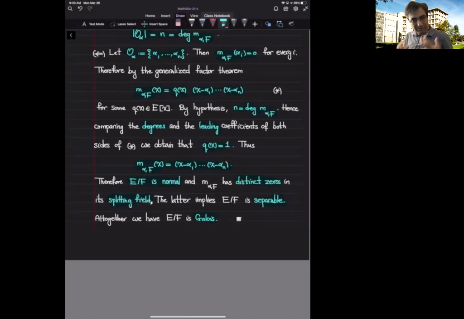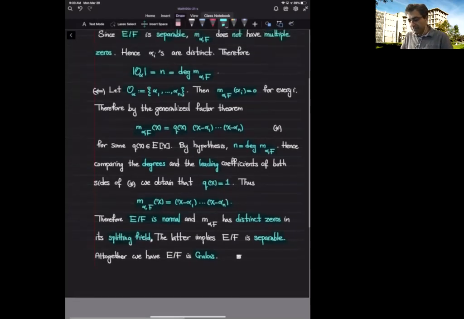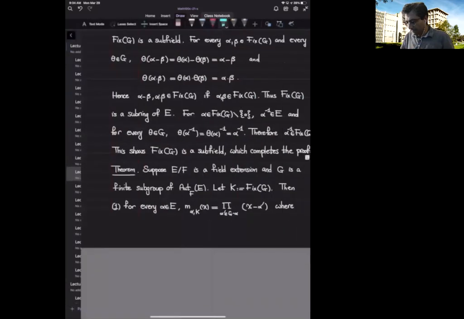So that's the concept that you should take out of this theorem, and of course, the precise formulation. Again, every orbit of alpha has precisely the degree of the minimal polynomial of alpha many elements. So that's equivalent to saying that the field extension is a Galois extension.